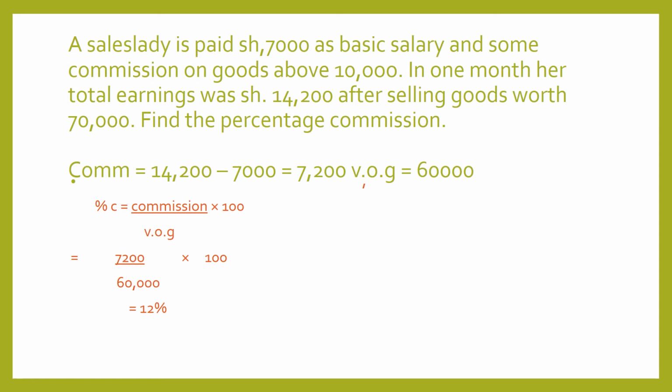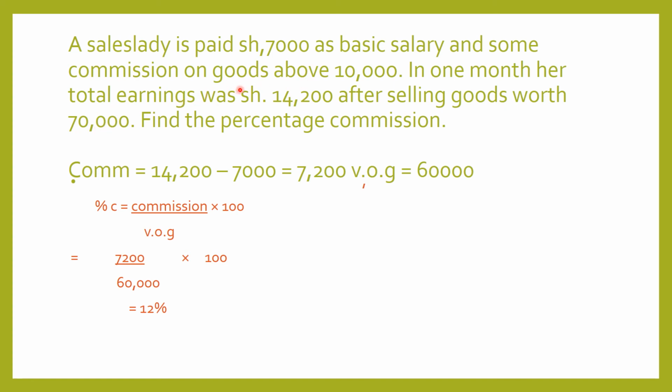Our last example. Very easy. A sales lady is paid 7,000 shillings as basic salary and some commission on goods above 10,000. In 1 month, her total earnings was 14,200 after selling goods worth 70,000. Find the percentage commission. So anytime you have two values of goods, you need to subtract. You need to ask yourself, what was the value of goods above 10,000? So it is 60,000. A clever pupil will be able to identify that one very fast.